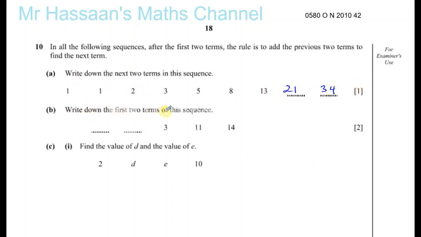Then it says write down the first two terms of this sequence. Now, I know that this number plus 3 gives me 11, so of course this number must be 8. 8 plus 3 is 11. And I know that the number before this must add to 8 to give me 3.